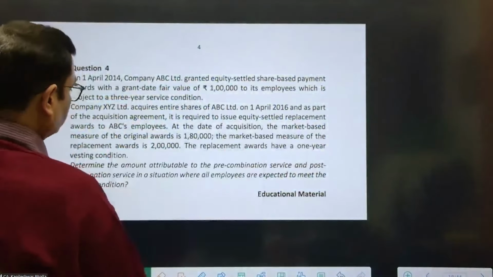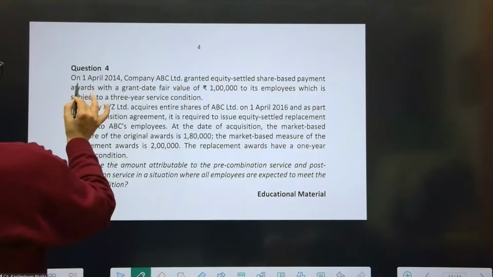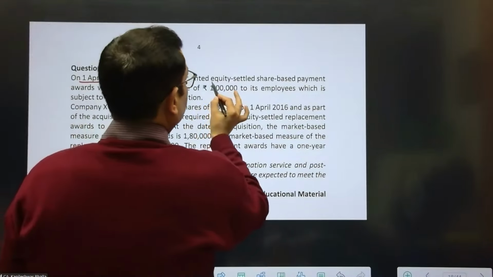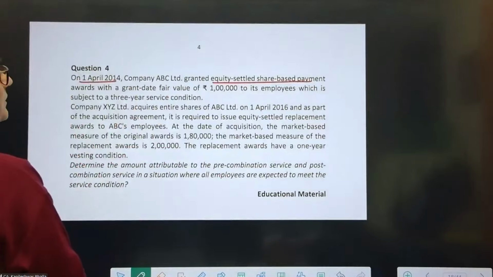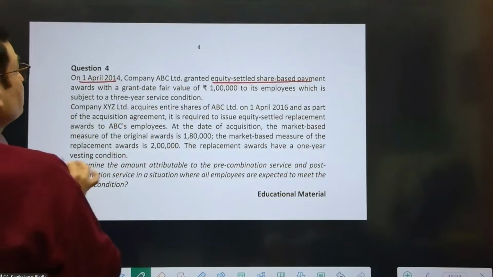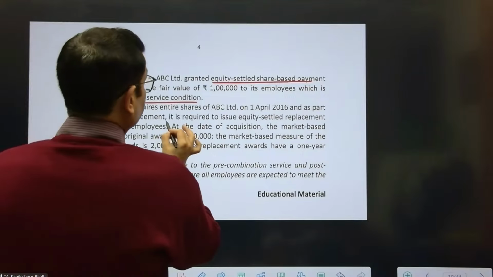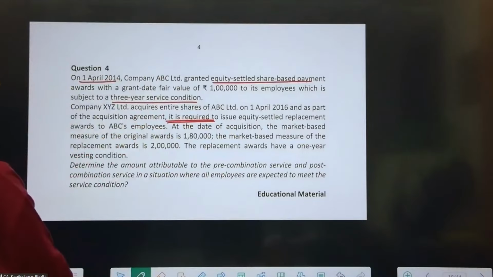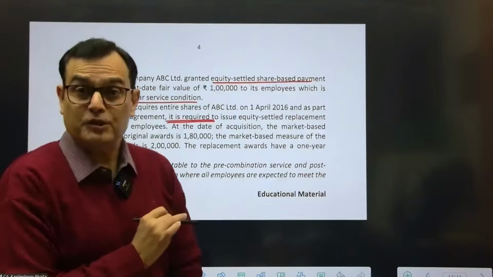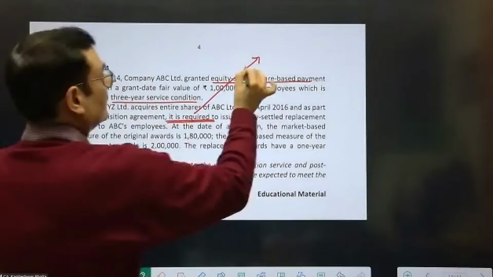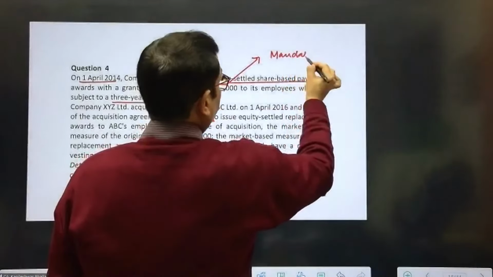So let's have a look at question number 4. It says on 1st April 2014, company ABC granted equity settled share-based payments with a grant date fair value of 1 lakh to its employee, which is subject to a 3-year service condition. Company XYZ acquires the entire shares of ABC, and as a part of the acquisition, it is required to issue equity settled replacement award to the employee. So what do you think it is? A case of mandatory, no replacement, or optional replacement? It says it is required. Mandatory. That makes sense. So this is mandatory in nature.